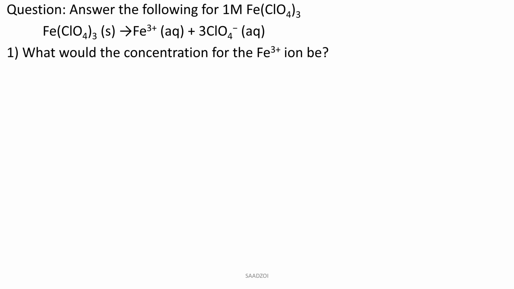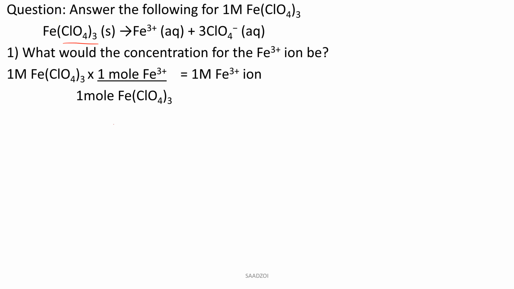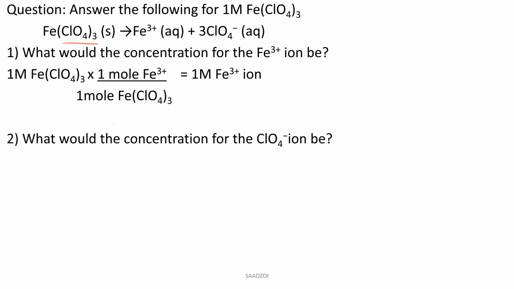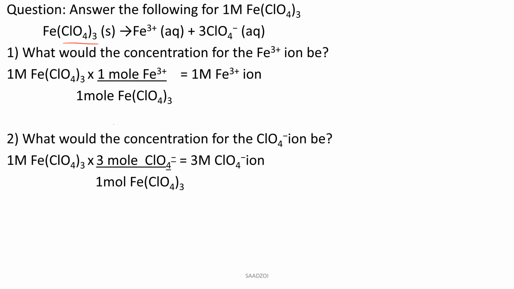All right, so answer the following for 1 molar of iron(III) perchlorate. So you could once again do the reaction if you wanted to, or just look at it. 3 perchlorates. So the concentration of perchlorate I already know is going to be 3 molar. What's the concentration of iron? 1 molar, same value. Why? The ratio is 1 to 1, and then for perchlorate 3 to 1. So that's how you get 3 molar of ClO4 minus. So that's how you do concentration of ions. Another variation of stoichiometry.